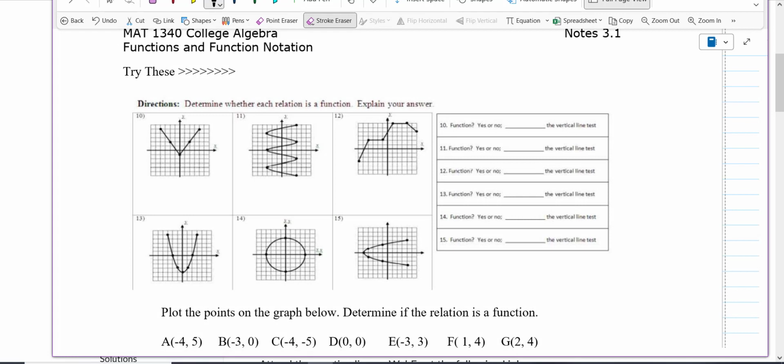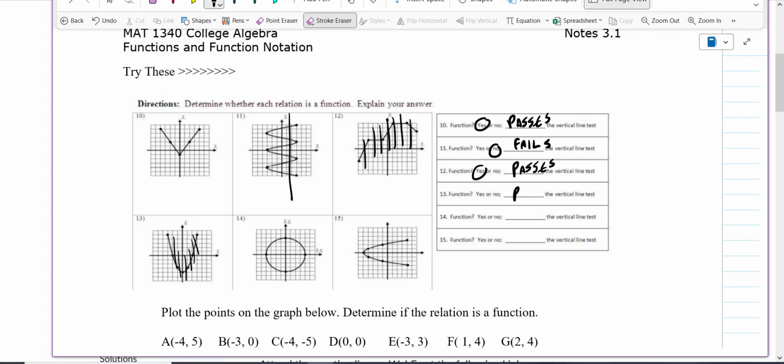So let's look at number 10. Does this pass or fail the vertical line test? Yeah, that one is a function. It definitely passes the vertical line test. How about 11? That fails, so that's not a function. That fails the vertical line test. And how about number 12? That's a pass. You don't have to put all those vertical lines, you're just doing that in your head. So that passes the vertical line test. And how about 13? That passes. Every vertical line is going to go through 1 point, so that passes.